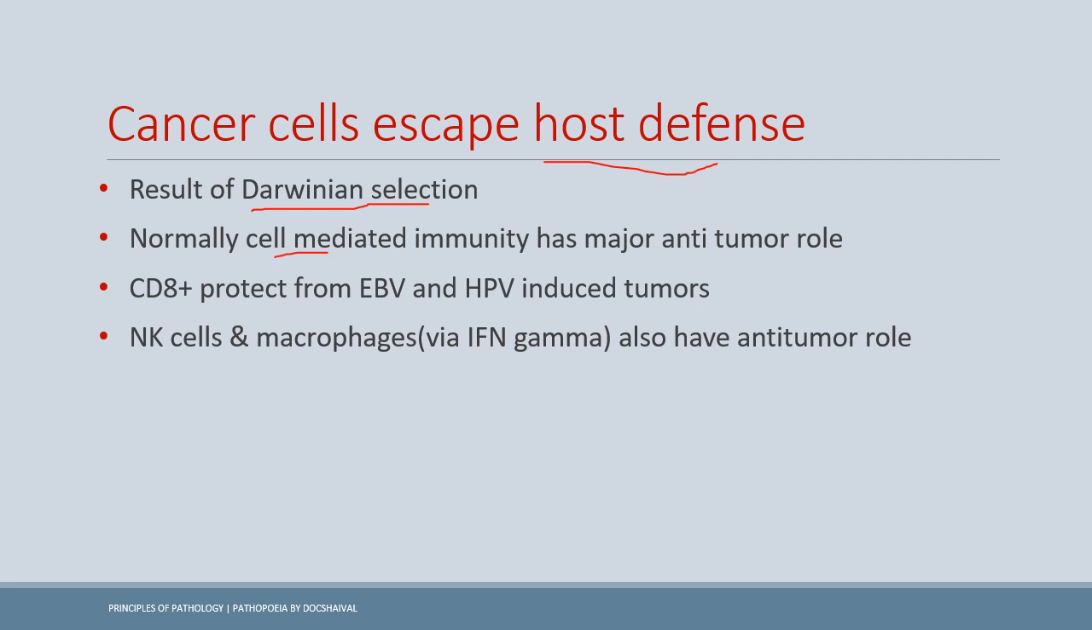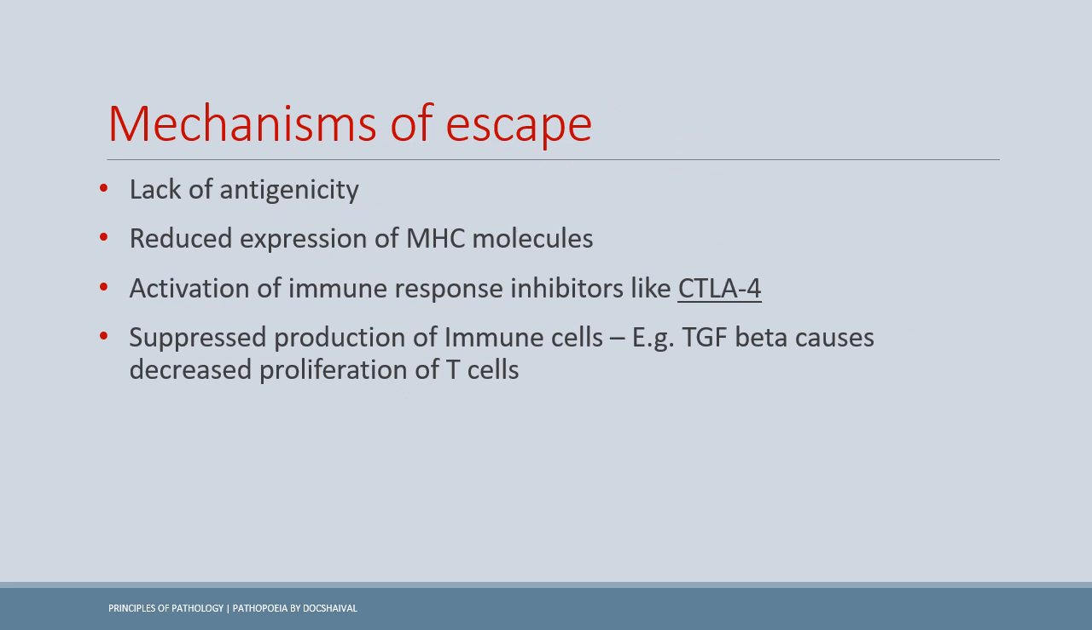Now, normally cell-mediated immunity has the major role in the anti-tumor mechanisms, and CD8 positive, that is our cytotoxic T cell, protects us from Epstein-Barr virus or human papilloma virus induced tumors. Last thing is NK cells, natural killer cells, and macrophages. The macrophages, via IFN gamma, have an anti-tumor role. So we have seen the normal mechanisms, but what about the escape? How do the tumor cells escape our host defenses?